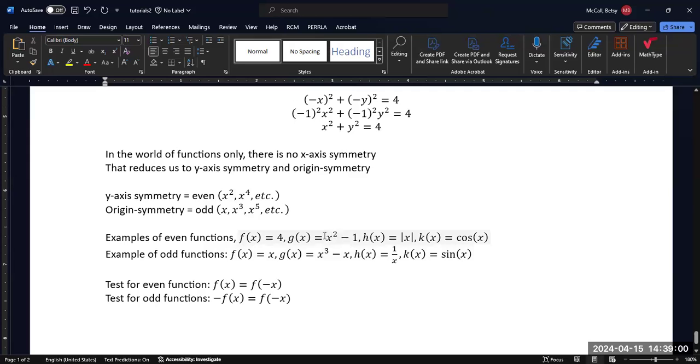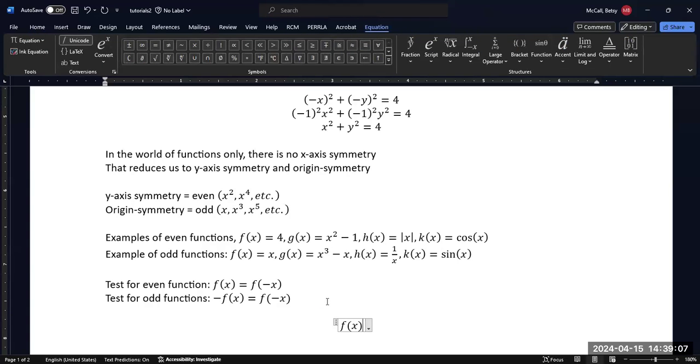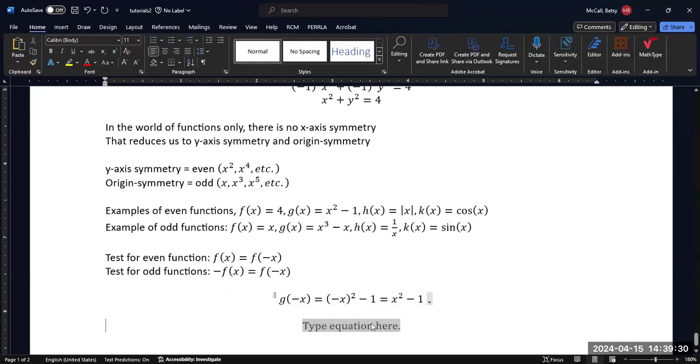We'll do the x squared minus 1 example. So if I replace x with negative x in my equation, and I'll just do g since we're going to do that example, negative x squared minus 1. Again, negative times a negative is going to give me a positive, and so I get the same equation back. So again, this confirms that it is even.